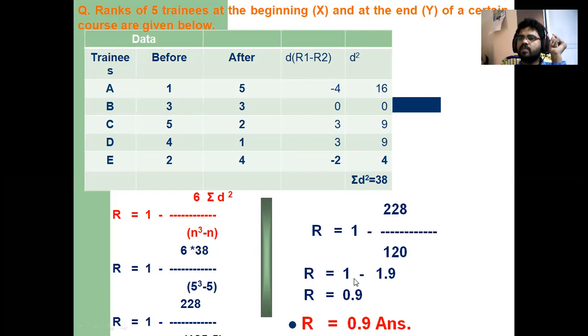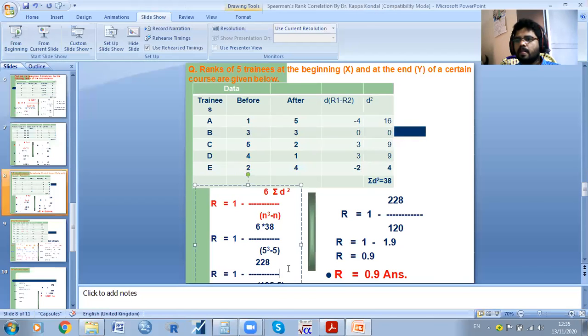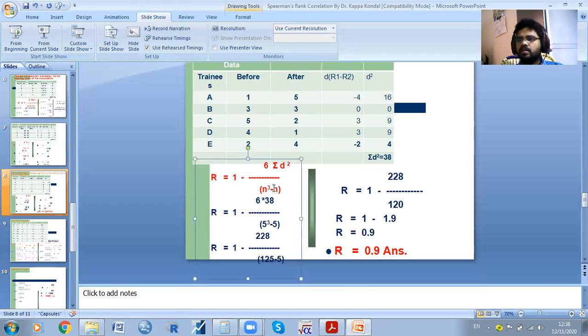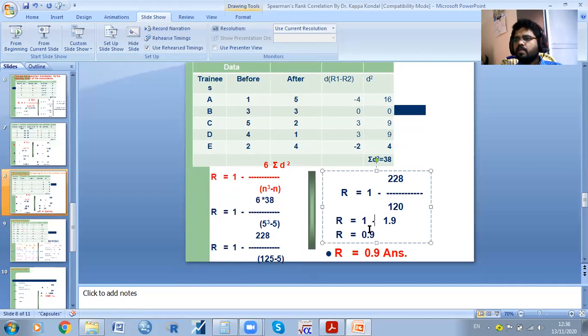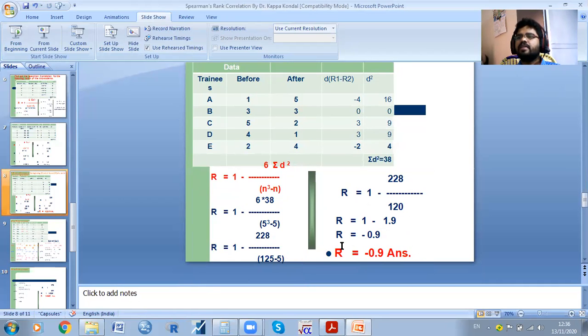Next, r equals 1 minus, and when you divide 228 by 120, you get 1.9. So subtracting, 1 minus 1.9 gives a negative value, minus 0.9. So we can conclude that there is a negative relationship between before training and after training.